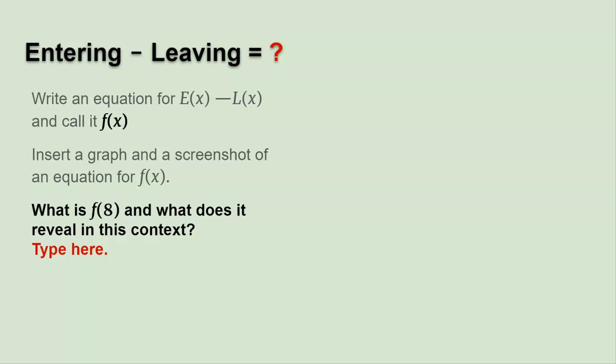And then finally, they're going to put the two together. So let's take the function E of X, which is the one they wrote first, and let's subtract the function L of X, and let's call it F of X, and then insert a graph and a screenshot of their equation for F of X.